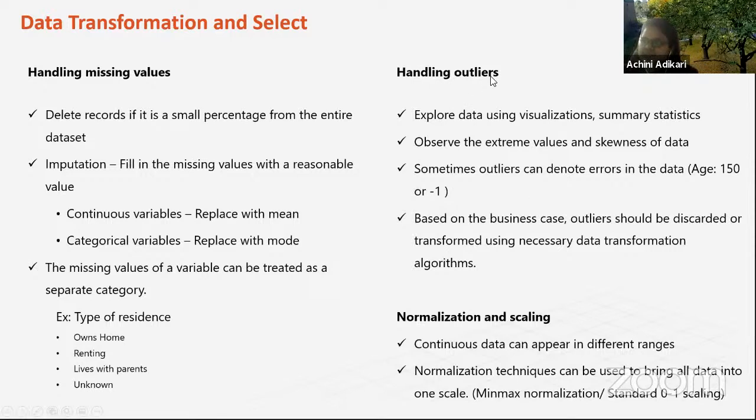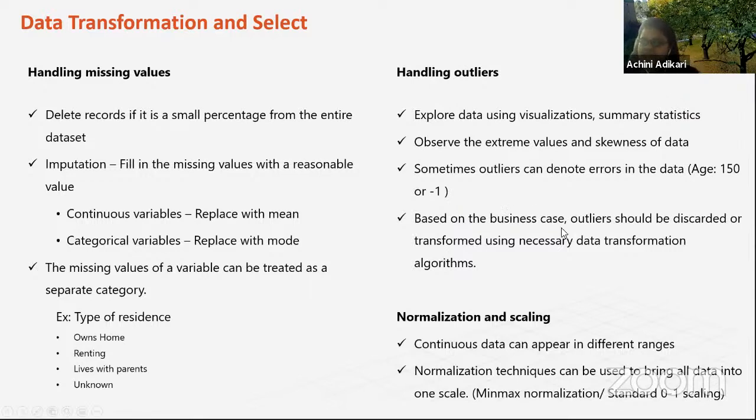So outliers can be easily identified by plotting the data. So you can see if you take a normal distribution, if there are any extreme values, those are what we call outliers. And outliers can sometimes denote errors in the data as well. So for example, if a person has put age 150 or -1, so these are wrong data. Okay?